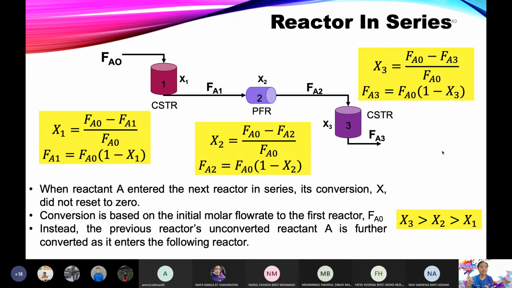Okay, one. Second, as I told you, conversion tak reset. Dia akan meningkat dengan bilangan reaktor. So katakan reaktor pertama from 0% to 30%. Reaktor kedua yang masuk daripada 30% menjadi let's say 50%. Reaktor ketiga from 50% to let's say 70%. Reaktor keempat from 70% to finally 100%. So dia conversion tu akan meningkat.